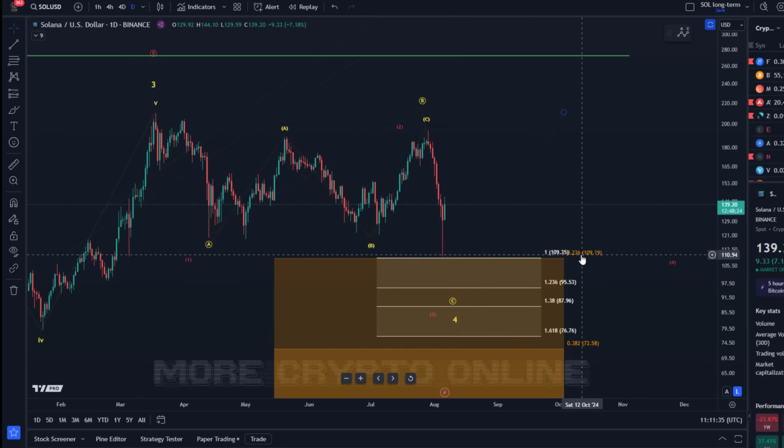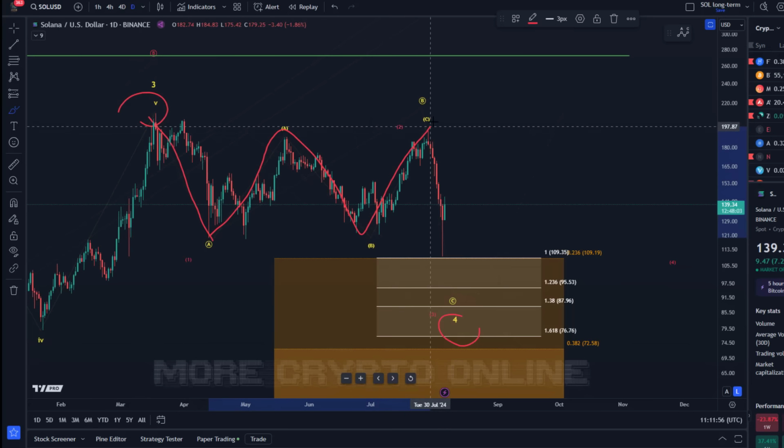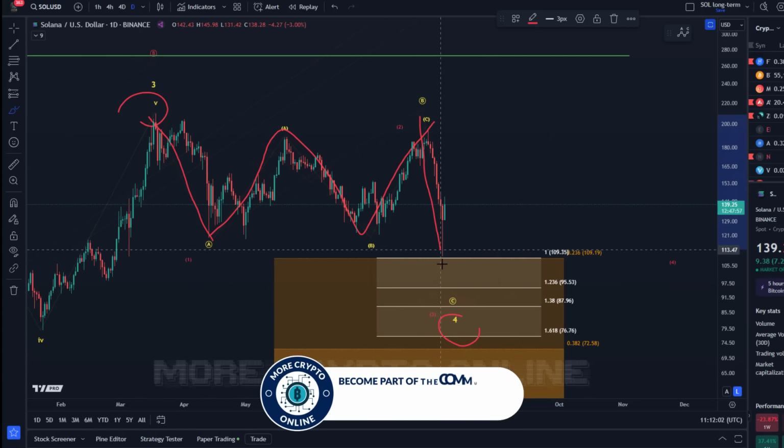around $109, $110, here at the 23.6 Fib level and the 100% extension. Where does that extension level come from? Well, if we assume that a third wave topped here in March, then this is a fourth wave. And we have a 3-wave move down in wave A. We had a 3-wave move in wave B. And the C wave would be a 5-wave move. And the A wave tends to have the same length as the C wave.